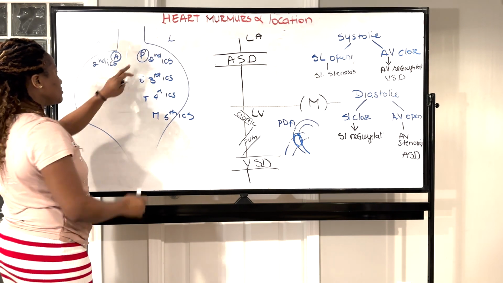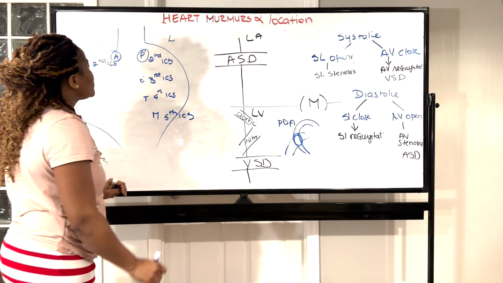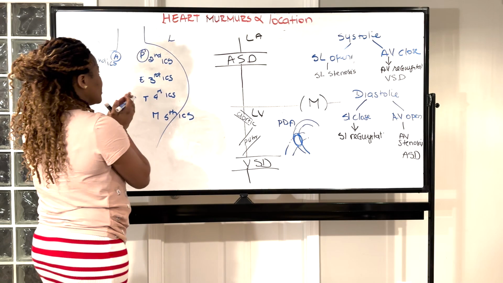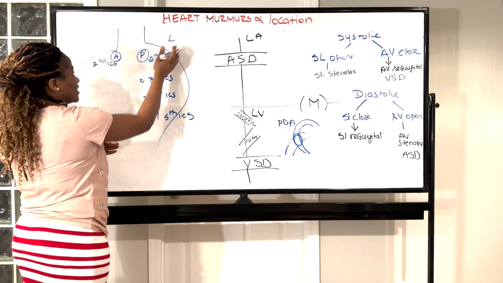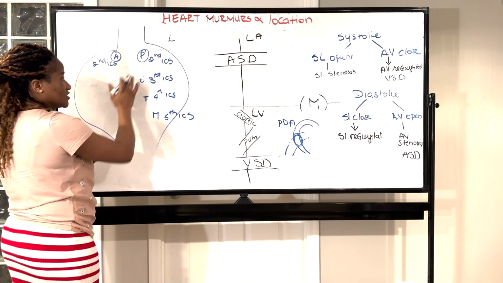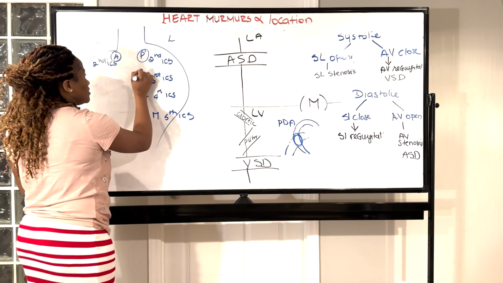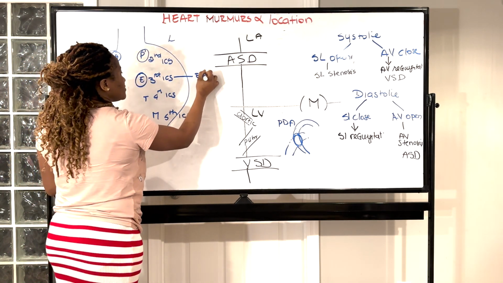Now here, this is the pulmonic area. So you're going to listen to the pulmonic stenosis on the left side at the second intercostal space. Now we have this E, which corresponds to Erb's point.